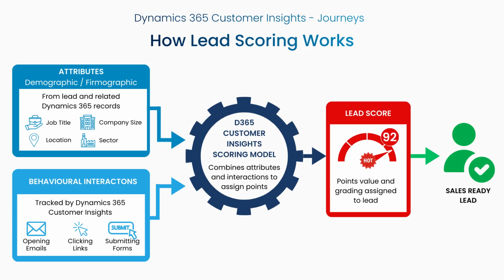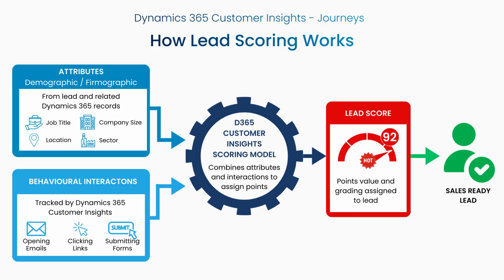Customer Insights scoring models assign points to your leads based on a combination of behavioural interactions and attributes. Attributes are the demographic and business details about a lead, such as a person's job title, their location, or a company's size and industry. These attributes come from the lead record, but you can also use data from related Dynamics records, including a parent contact and account.